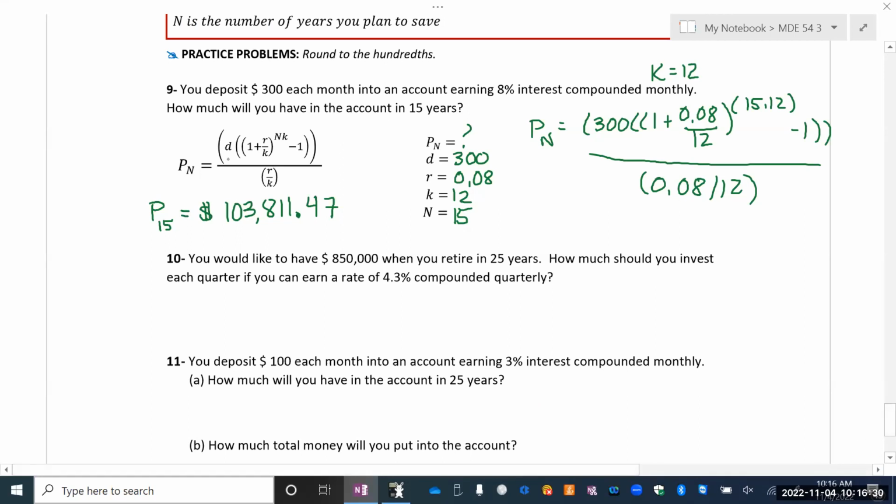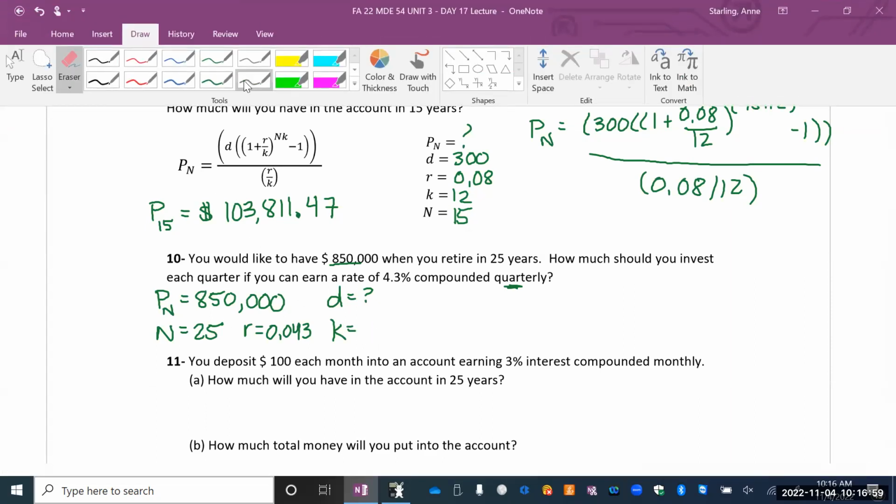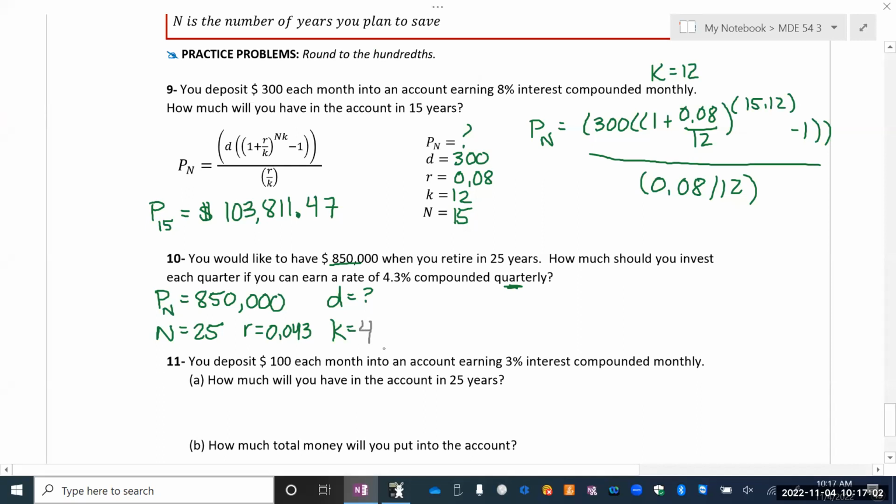All right, formula is still here. We want to have $850,000 when we retire. So that's our PN. We've set this retirement goal. We're retiring in 25 years. How much do I need to invest each quarter? And my rate is 0.043. Quarterly is 4 for K. Okay. So it's going to be 850,000.